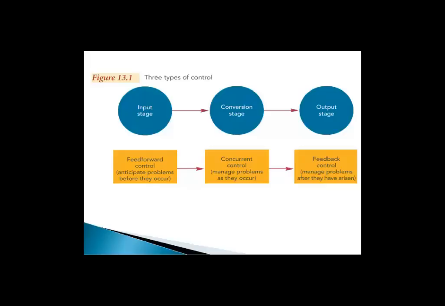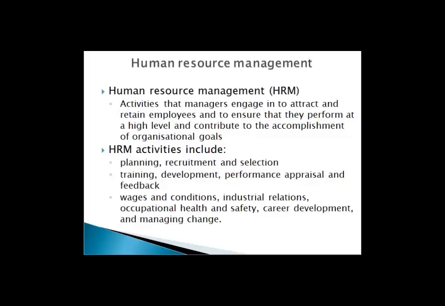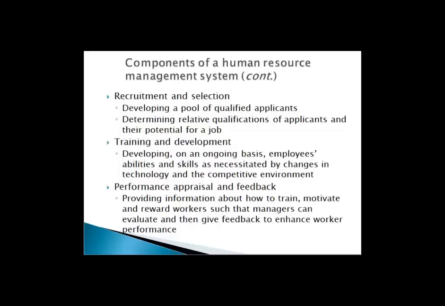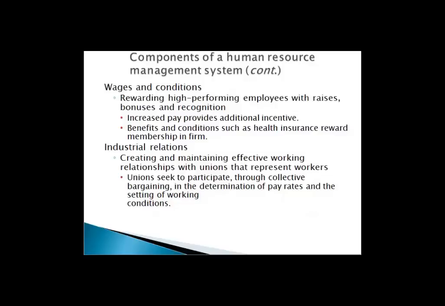You need to understand each control system and how each system works. Let's move on to human resource management. We discussed human resource management or HRM in Module 9. Now, what is HRM all about? Well, HRM involves activities like recruitment and selection, training and development, and conducting performance appraisals. Components of a human resource management system also include employees' wages and conditions, as well as industrial relations activities. It is important for you to understand how each HRM activity contributes to the firm's efficiency and effectiveness.